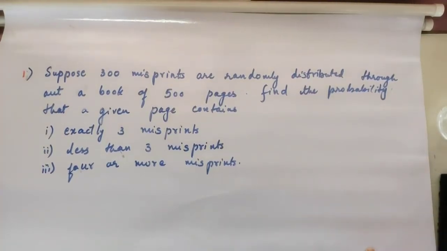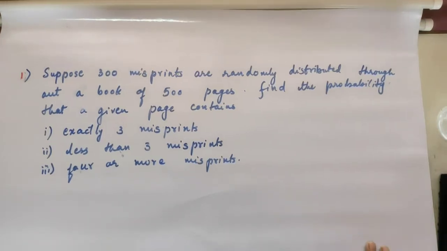In this session I am starting with the problems on Poisson's distribution. This problem I have collected from a model question paper. So here is the problem. Suppose 300 misprints are randomly distributed throughout a book of 500 pages. Find the probability that a given page contains exactly 3 misprints, less than 3 misprints, 4 or more misprints.